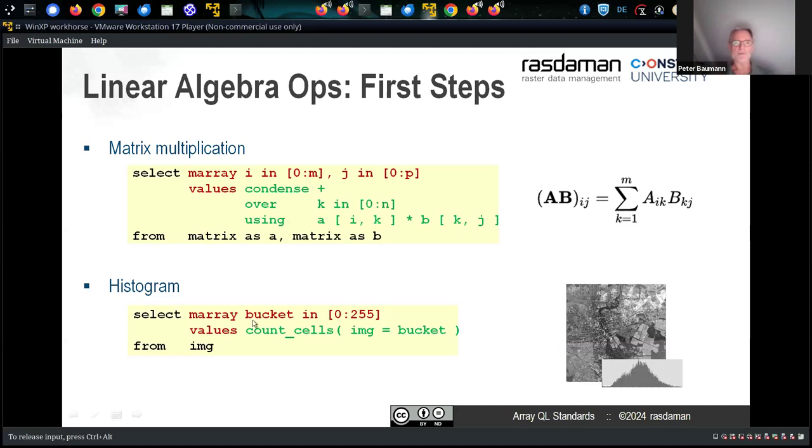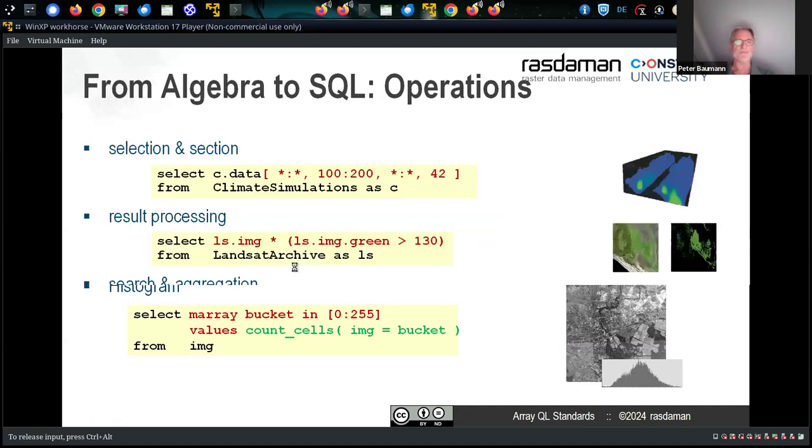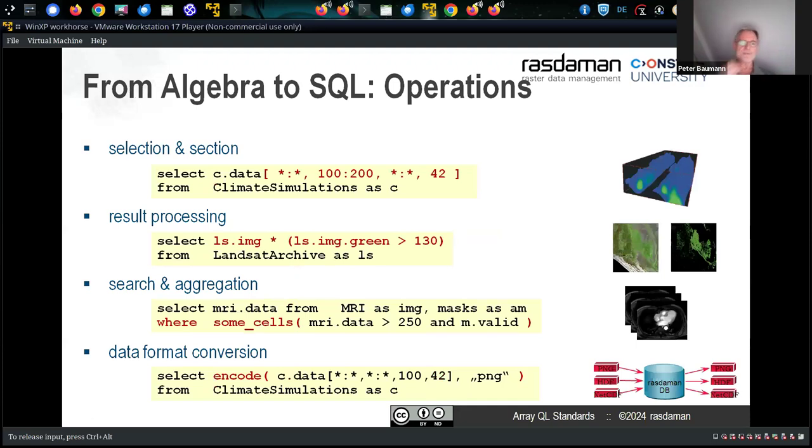Okay, so let this be enough for giving you a flavor. And now the next step is we embed that into SQL, because we said we have a design decision that we have attributes that can be arrays now. Yes, these attributes can become big, but we don't worry about this on conceptual level. So we assume here that we have a climate simulations table with four-dimensional arrays, and the data attribute in this table is the array. And then we can do subsetting.